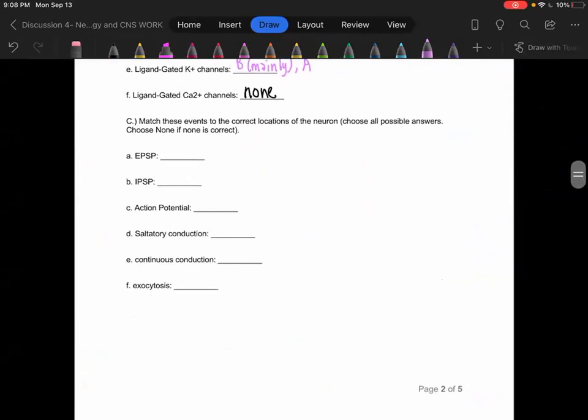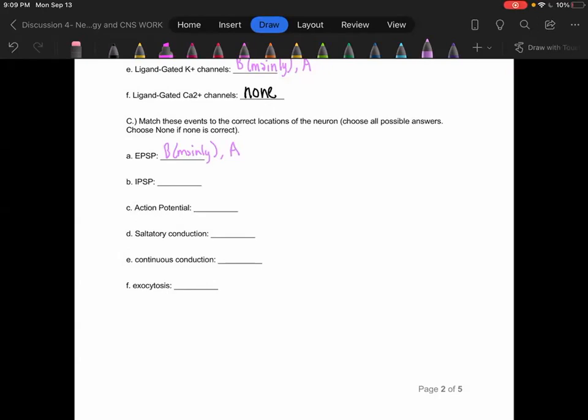So moving on to C, this follows what we just looked at above. So what we see is that our EPSPs are excitatory postsynaptic potentials. Those are occurring mainly in the dendrites, but also on those cell bodies. And an example you can think of there is those ligand-gated sodium channels opening, sodium flowing in, which makes the cell more positive, and we depolarize. So it's excitatory, it becomes more positive and leads to depolarization.